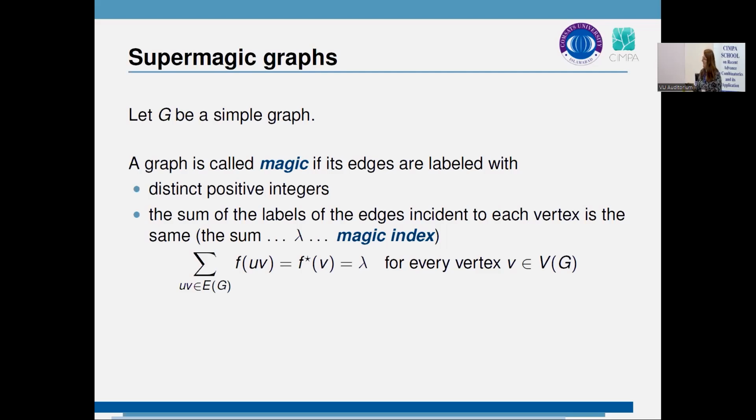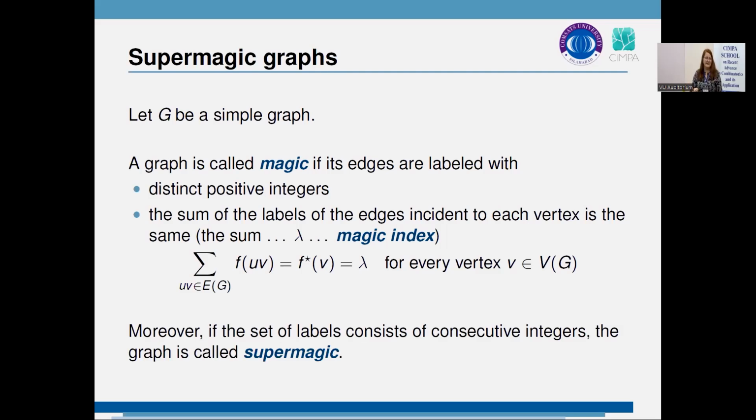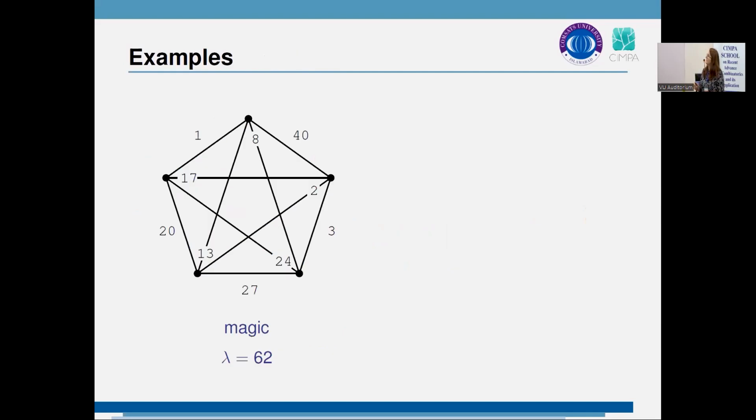And when we have the additional property that the edges are labeled with consecutive integers, in such a case, we call such a graph supermagic. So we have one additional property. Here we have graph K5, and it's magic. This labeling is a magic labeling.